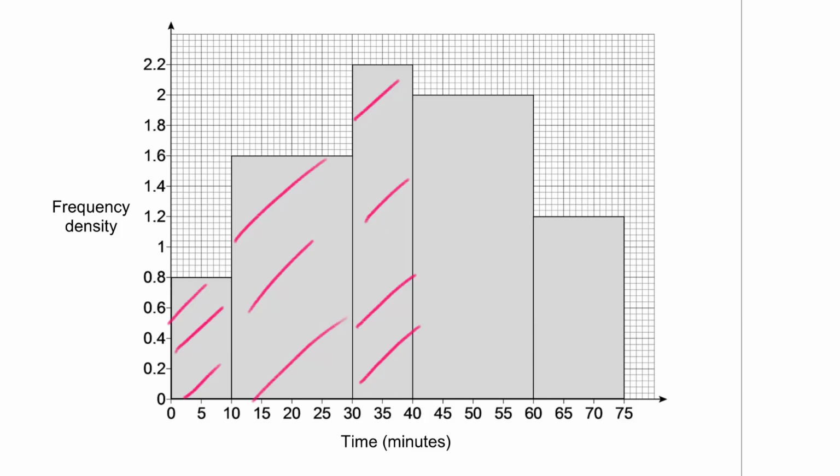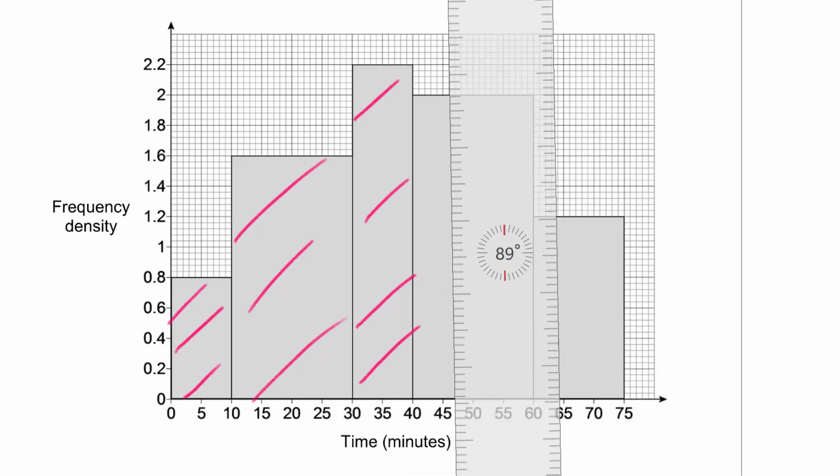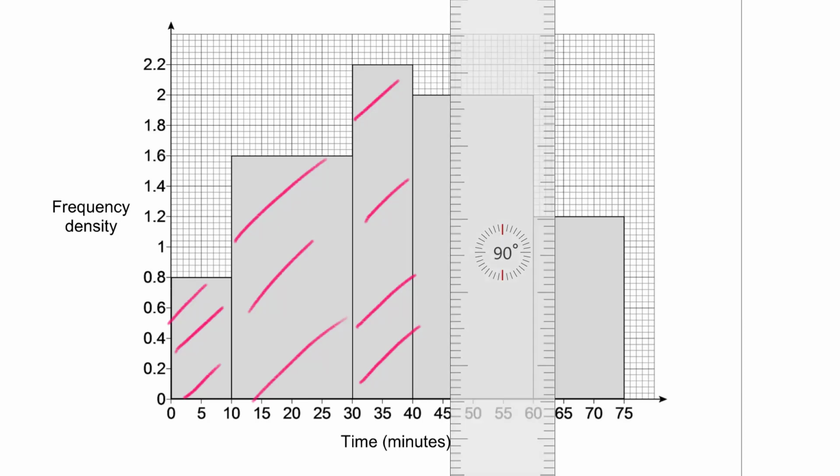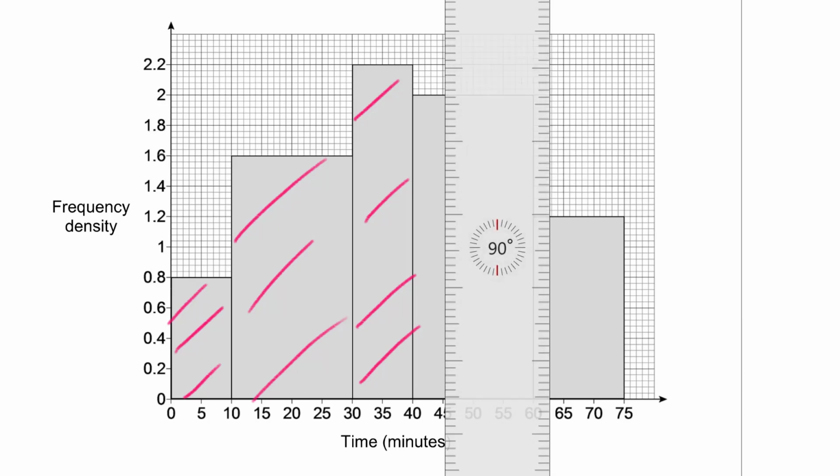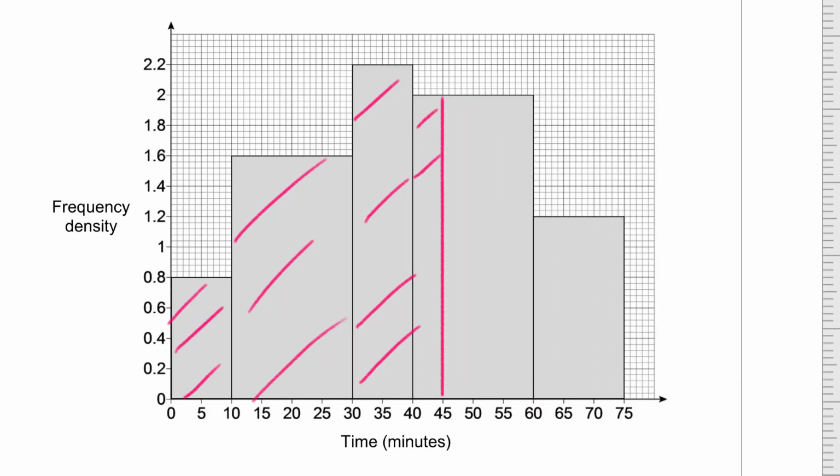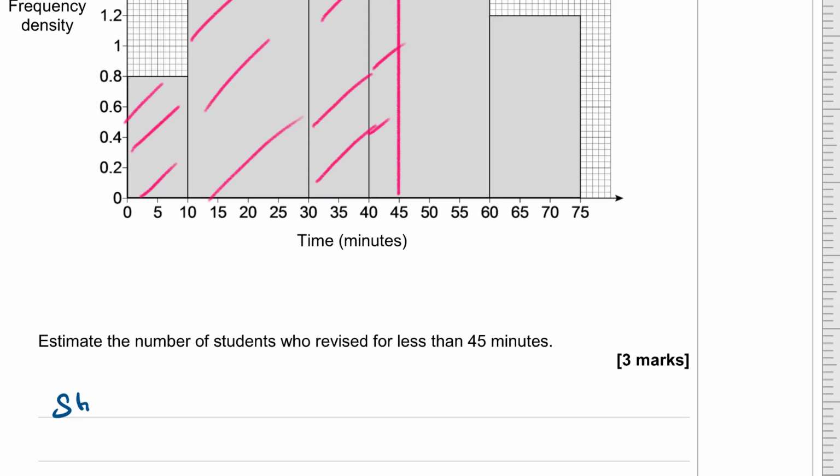If I get my ruler out, maybe draw a line to show that. It's going to be that part. So it's going to be those 4 bars added together. We've got the frequency density on the left and the time underneath, so it should be just a matter of working out the area of those 4 rectangles and adding them up. So the number of students is going to be, well, the first rectangle has a base of 10 and a height of 0.8. 10 times 0.8 is 8.